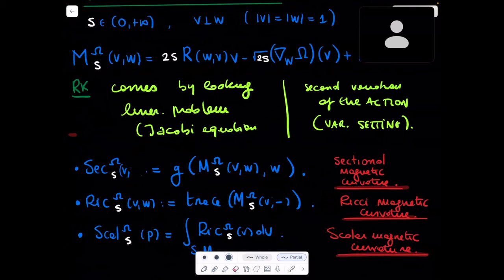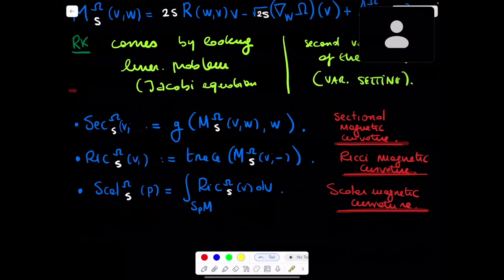The Ricci magnetic curvature at the level S is the trace of M omega sigma, where we fix V. And the scalar magnetic curvature instead is just obtained by integrating over a fiber of the unit sphere bundle the Ricci magnetic curvature at the level S.